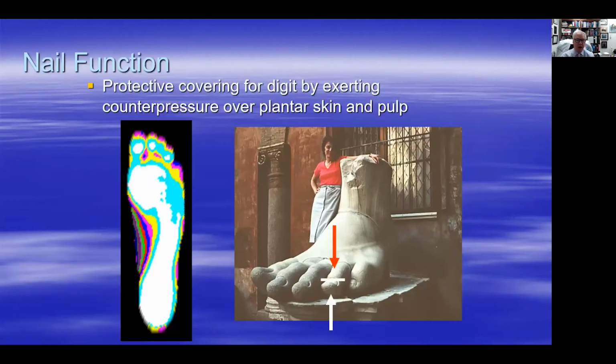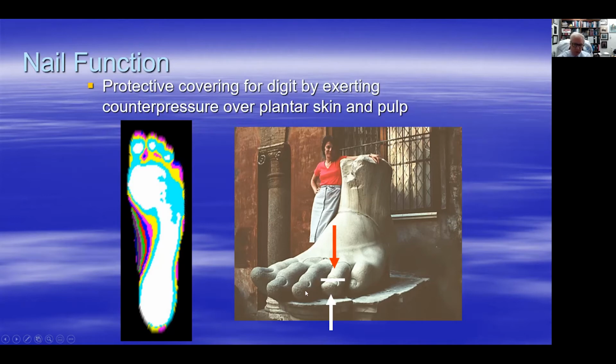The toenails are actually not there for cosmetic reasons. They are a protective covering for the digit, and from a physiological point of view, they exert a counter pressure on the plantar skin and the pulp of the toes. There are baroreceptors there. The tips of the toes are replete with nerve endings, not just the small C fiber sensory nerve endings, but proprioceptive Pacinian corpuscles and proprioceptive nerve endings that help us recognize where we are in time and space.